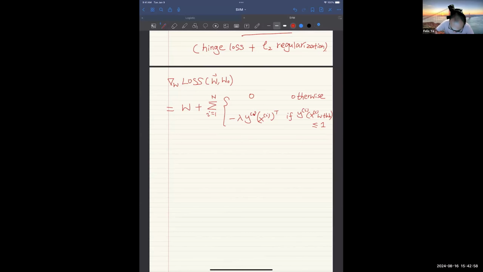You can do similar things with respect to w0. Here we don't have a term of w. This simply becomes the summation of i from 1 to n of 0 and minus lambda yi if yi (xi w plus w0) is less than or equal to 1, and 0 otherwise.